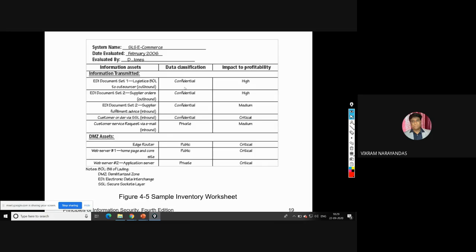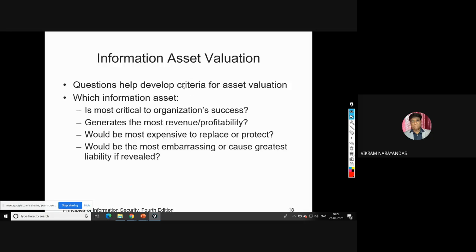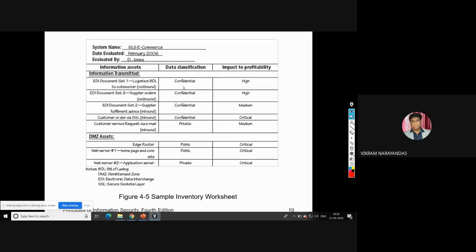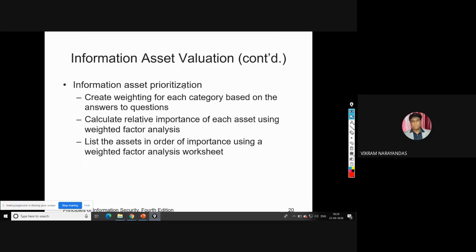Like that, according to the priority, according to the weighted process. They are doing the documentation here. So creating a weighting process, weighting for each category based on answers to questions. List the assets in order of importance using the weighted factor analysis worksheet. Calculate the relative importance of each asset using the weighted factor analysis.